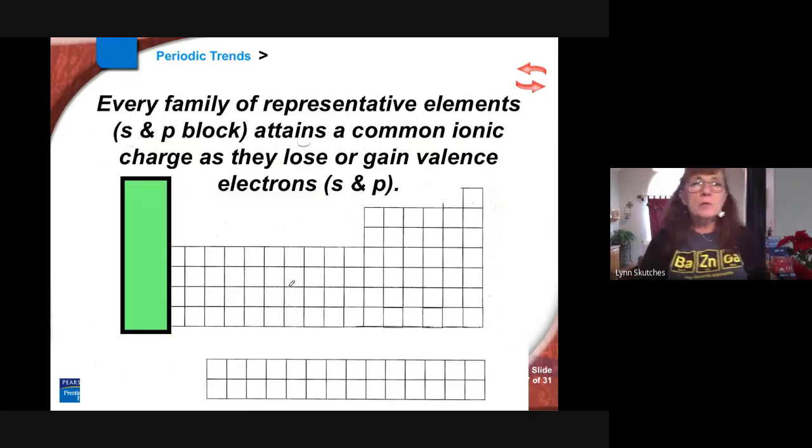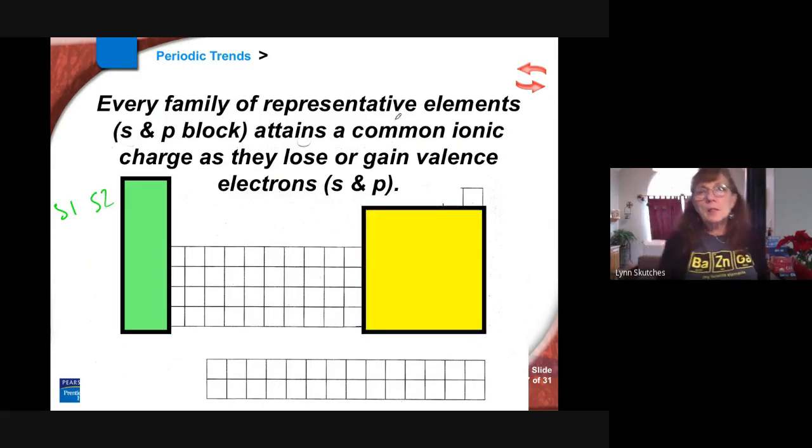Really fast. Oh, this isn't going to show up anywhere. Oh well, I picked the wrong color for this class. I apologize. So remember, these are our s block elements. s1, s2. Okay. These 6 columns are our p block elements. p1, p2, p3, p4, p5, p6, the noble gases.